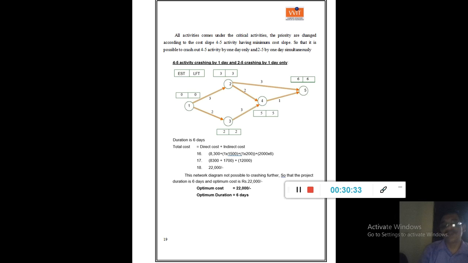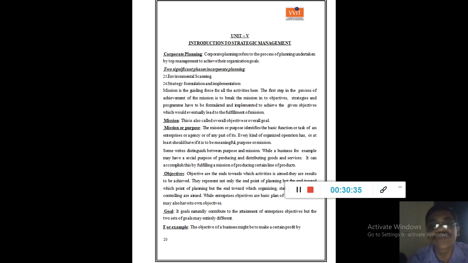Now we will move to the second unit, introduction to strategic management. Generally, strategic management is also known as corporate planning. Corporate planning is the process of planning undertaken by top management to achieve their organizational goals. If you take any organization, it has its own goals. Now to achieve their goals, the planning will be done by the management.